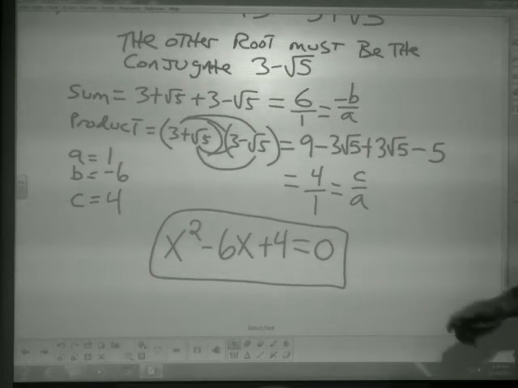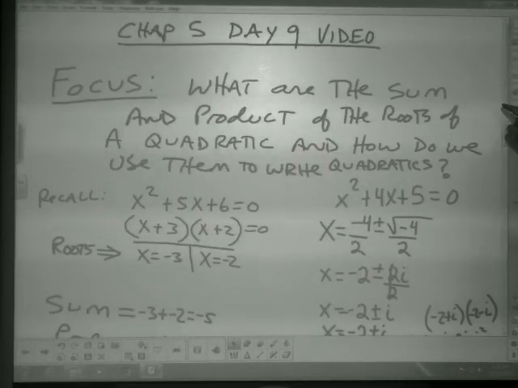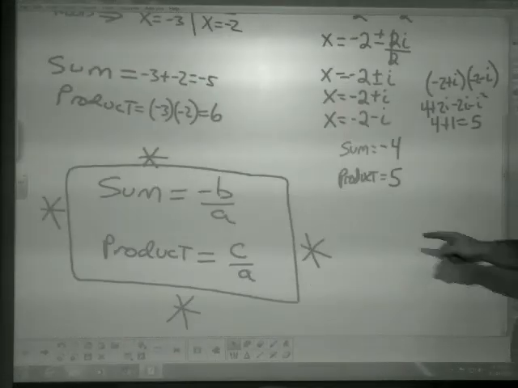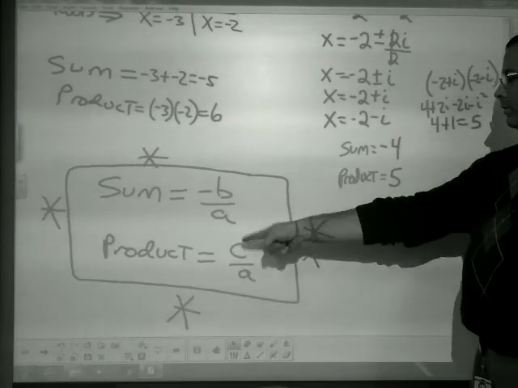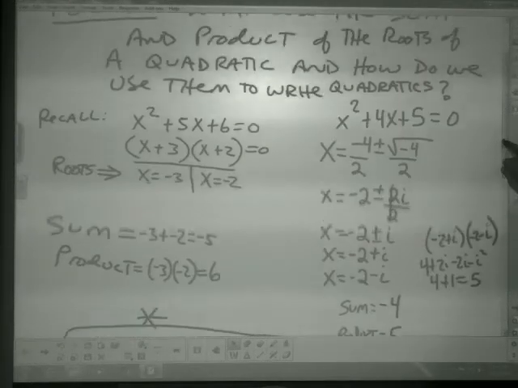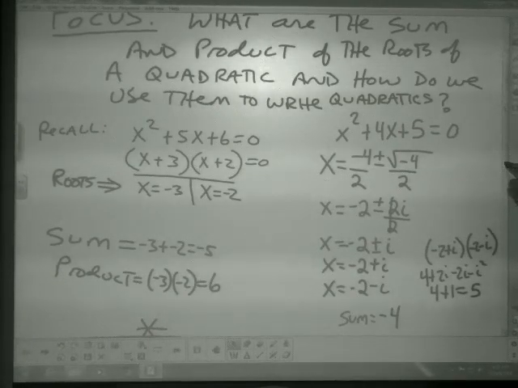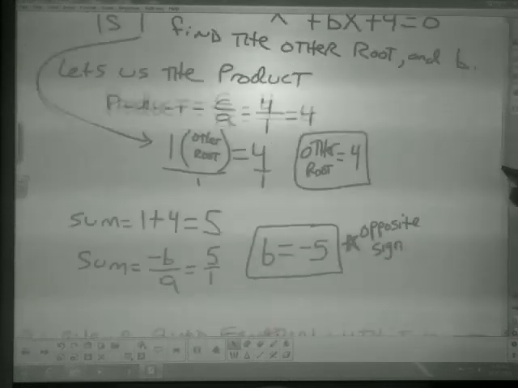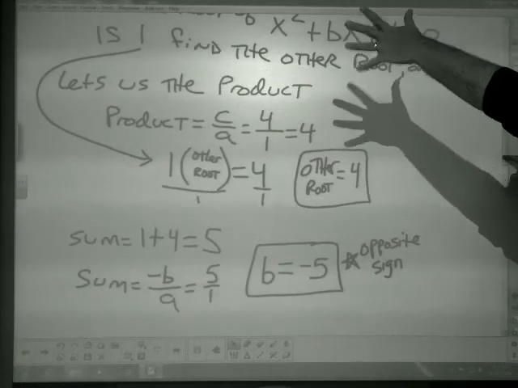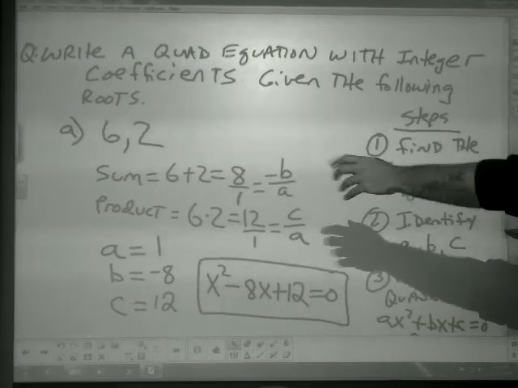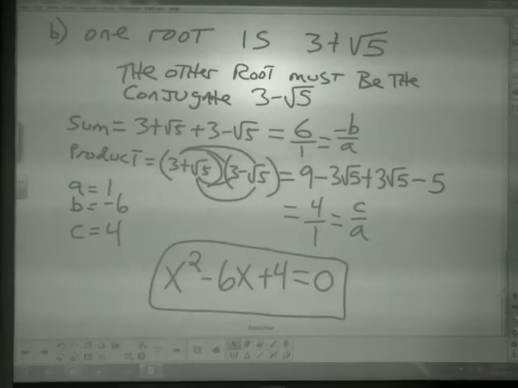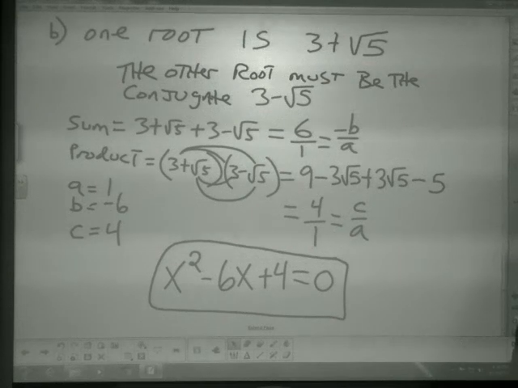So, what are the sum and product of the roots? Negative b over a and c over a. And how do we use them to write quadratics? Well, we have to go through this process of finding the sums and the products, identifying a, b, c, and write the relationship, or the quadratic equation.